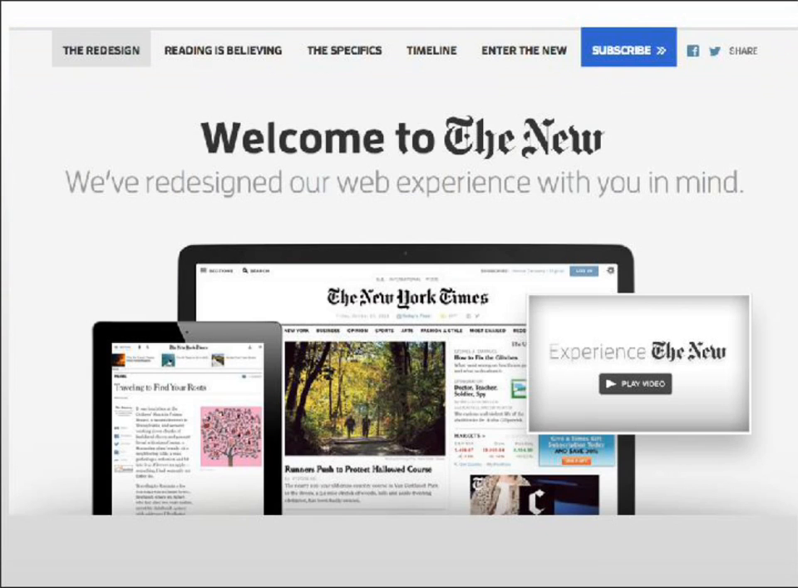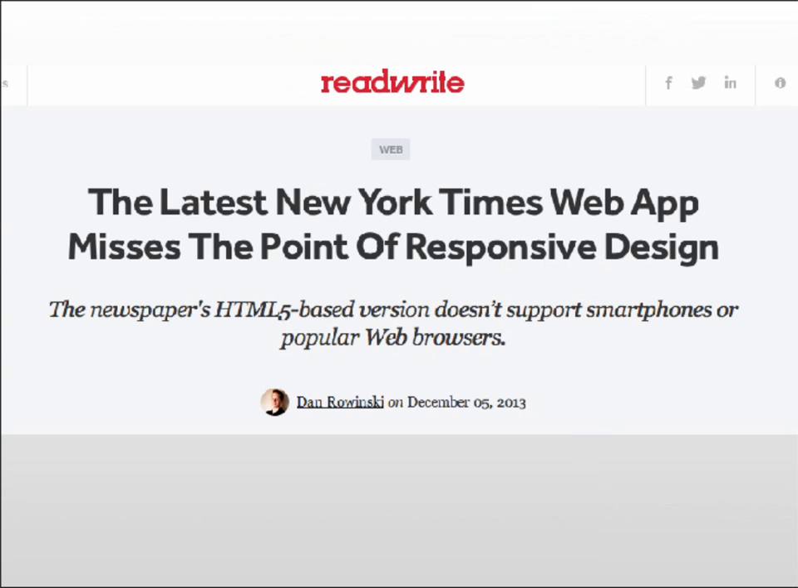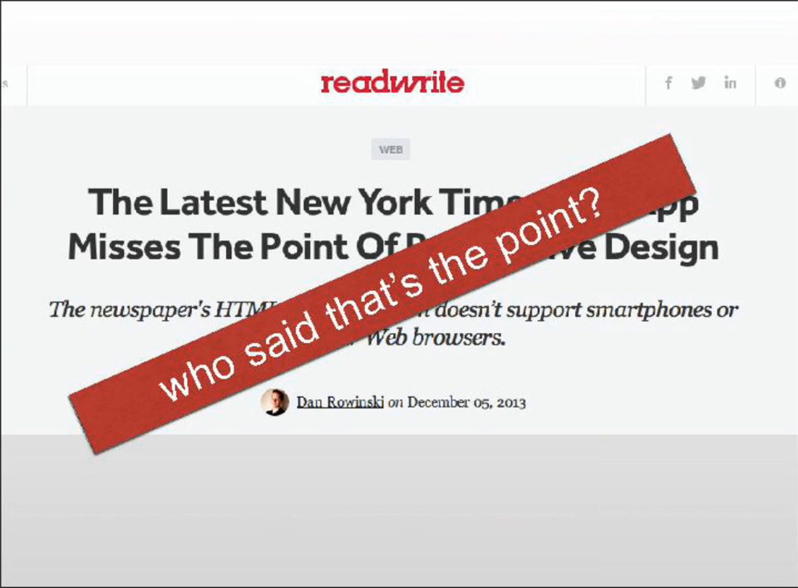And how is that? Wasn't responsive for solving the problem of mobile? There are even some people talking about this. For example, there are some blogs or technical magazines saying the latest New York Times web app misses the point of responsive design because the new HTML5 version doesn't support smartphones. And my question here is, who said that the point of responsive design was to support smartphones? So maybe that's one implementation that in some situations seems a good idea, but that's not true, right?